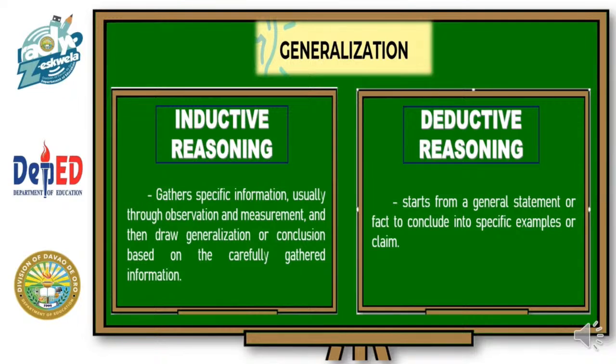In other words, we can say that inductive reasoning comes from specific information to a general conclusion, while deductive reasoning uses general facts to a specific situation.